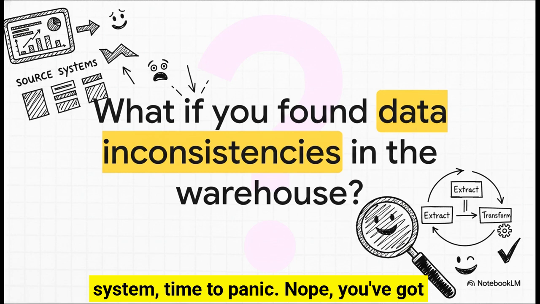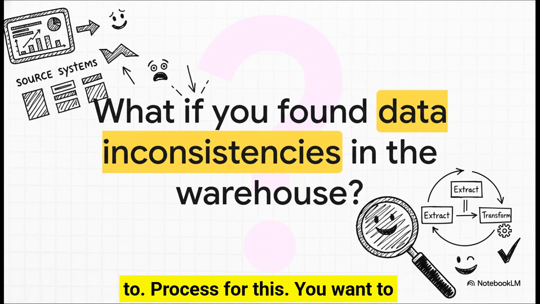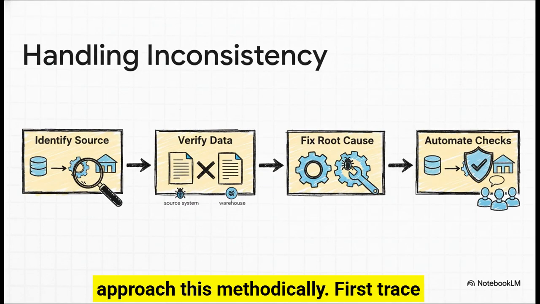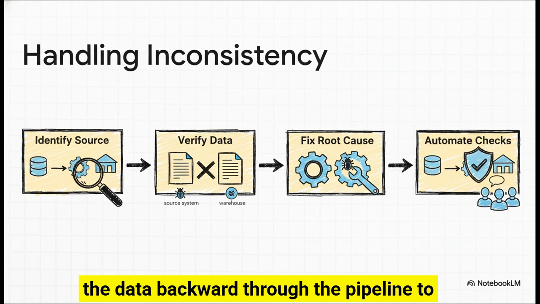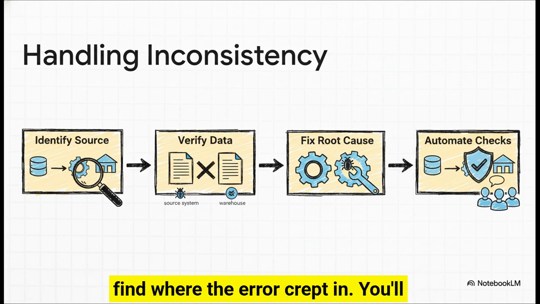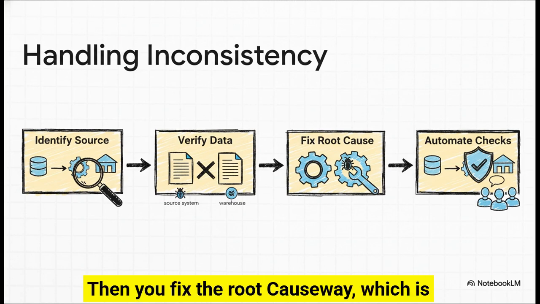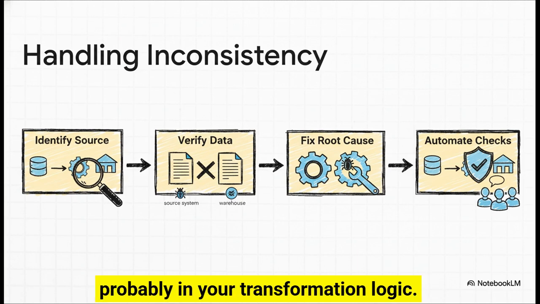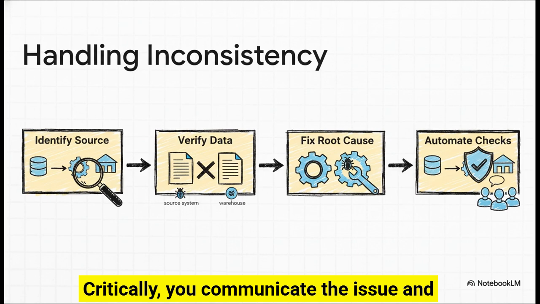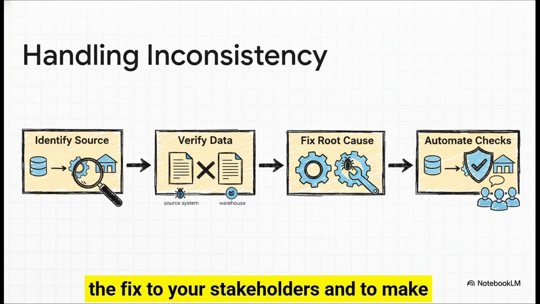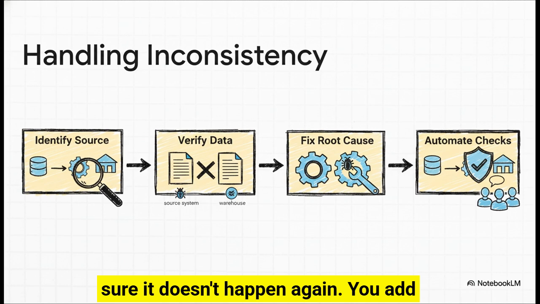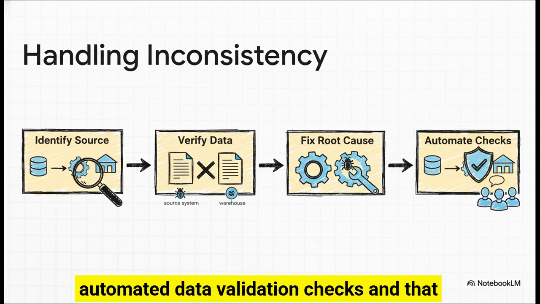Time to panic? Nope, you've got a process for this. You want to approach this methodically. First, trace the data backward through the pipeline to find where the error crept in. You'll validate it against the source system. Then you fix the root cause, which is probably in your transformation logic. Critically, you communicate the issue and the fix to your stakeholders. And to make sure it doesn't happen again, you add automated data validation checks.